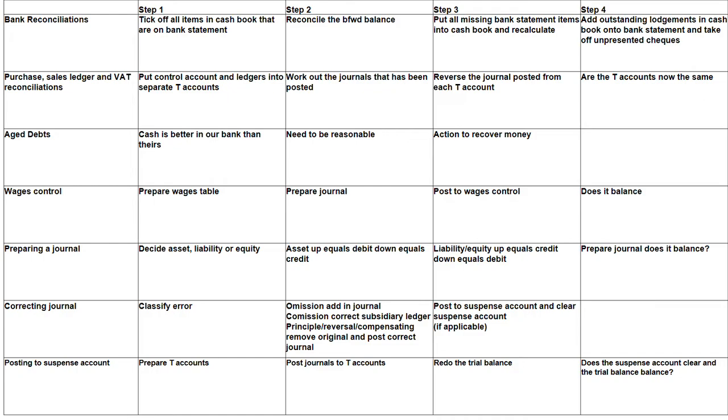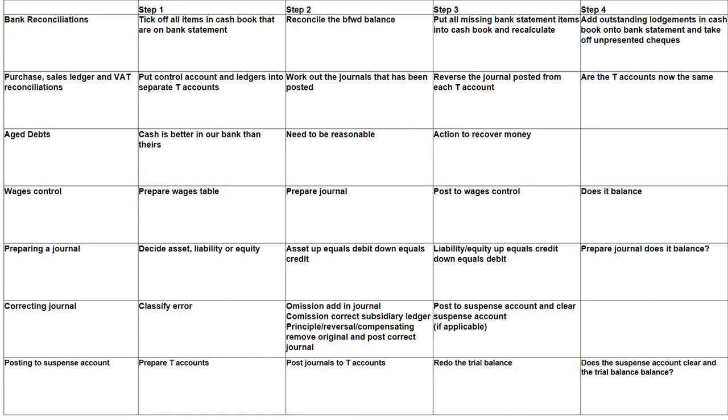Well, you actually put both figures into two T accounts to start with. You work out what the journals are that are set out in the scenario. You reverse those journals from your T accounts, and then you work out whether the T accounts are now the same. If they're now the same, that was the reason. If they're not the same, that wasn't the reason. Very much a structure there, which people just don't seem to follow.